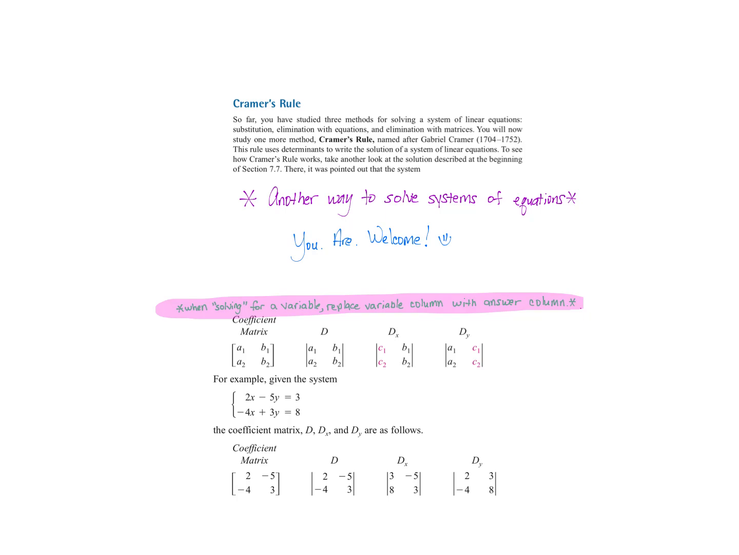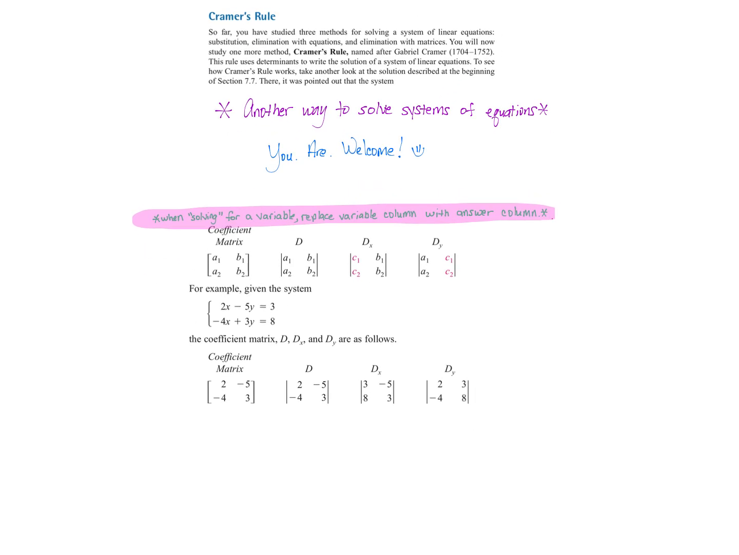But let's begin. So Cramer's rule is just another way to solve a system of equations, right? You guys know how to do it by elimination, substitution, even graphing is an acceptable method. This is just another way to solve systems, and it's just by using a bunch of determinants. So a couple of days ago, we learned what a determinant is.